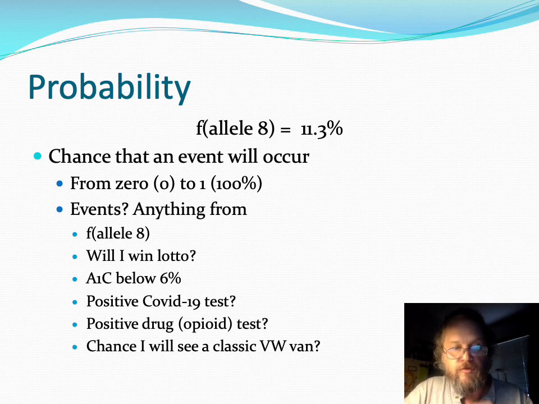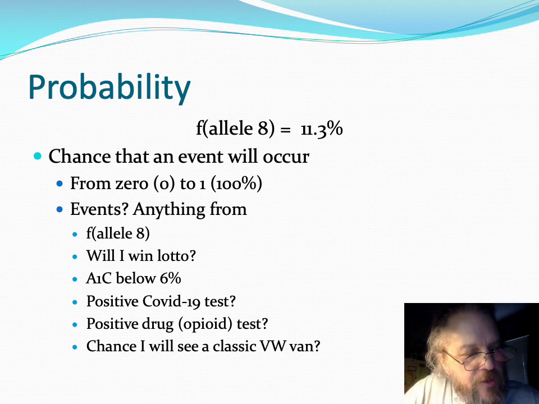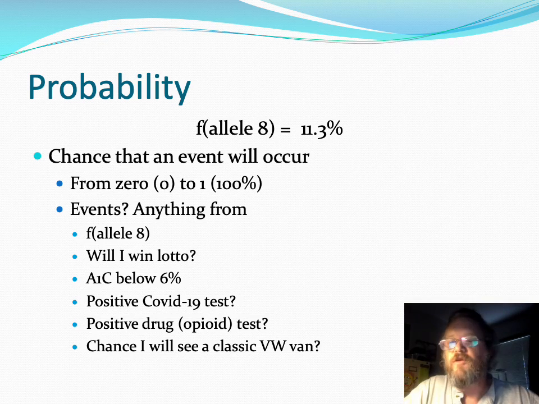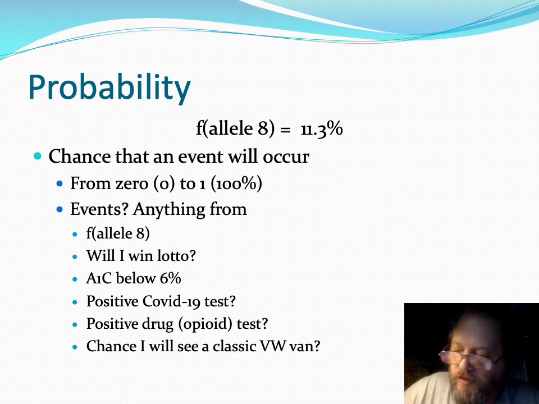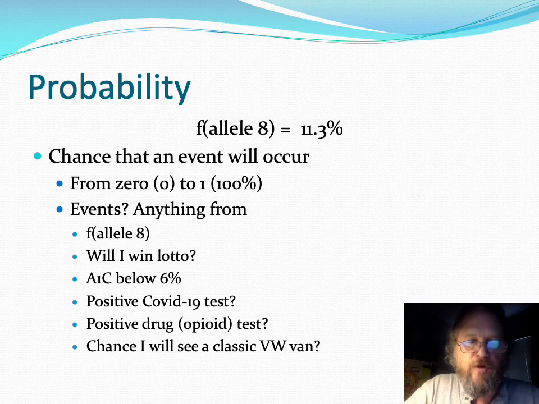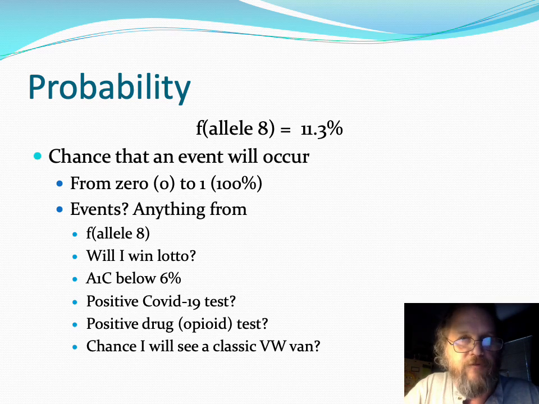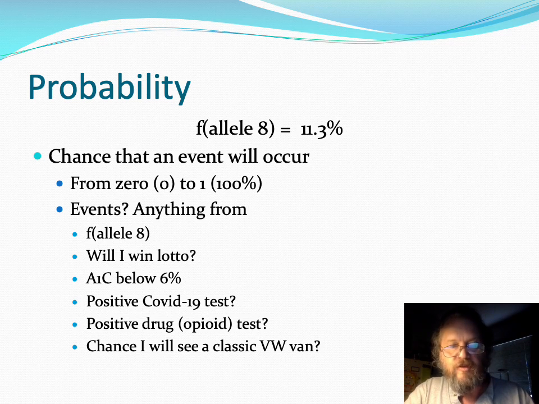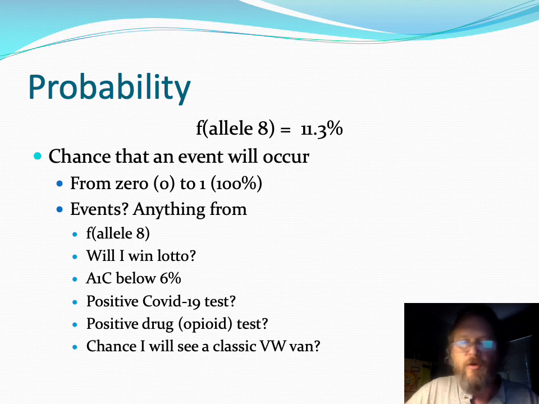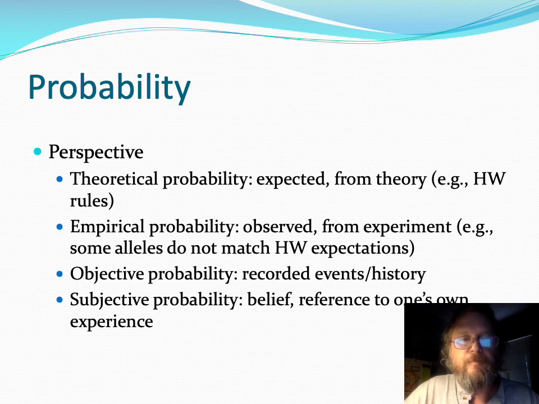Positive COVID-19 test. The positivity rate is still non-zero 2+ years into the pandemic. Positive drug test. When you go to get a job, you're going to get tested. What's the chance that your test result is going to come back positive? If you say it's 0%, I have news for you. It's not 0%. Even if you don't use drugs, stay tuned. And then finally, as my example, what's the chance I will see a classic VW van on my drive home today? Those are events, right?